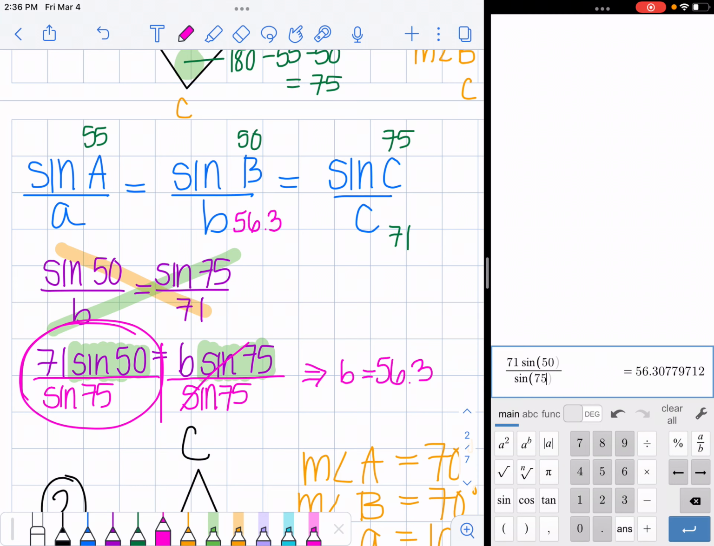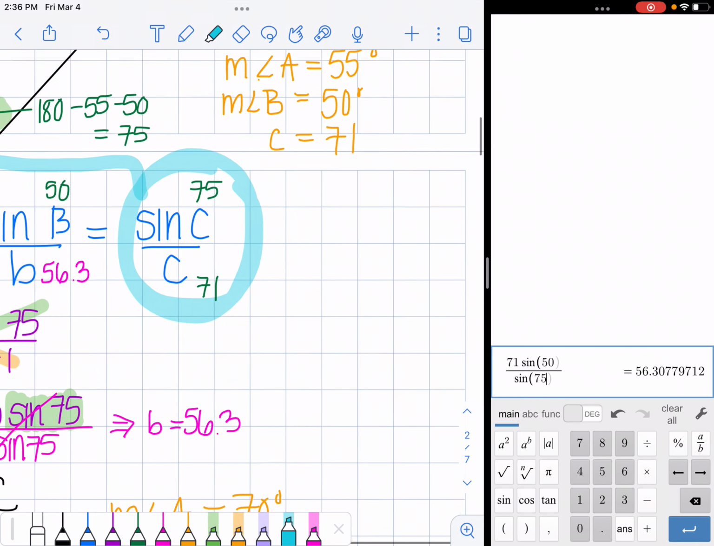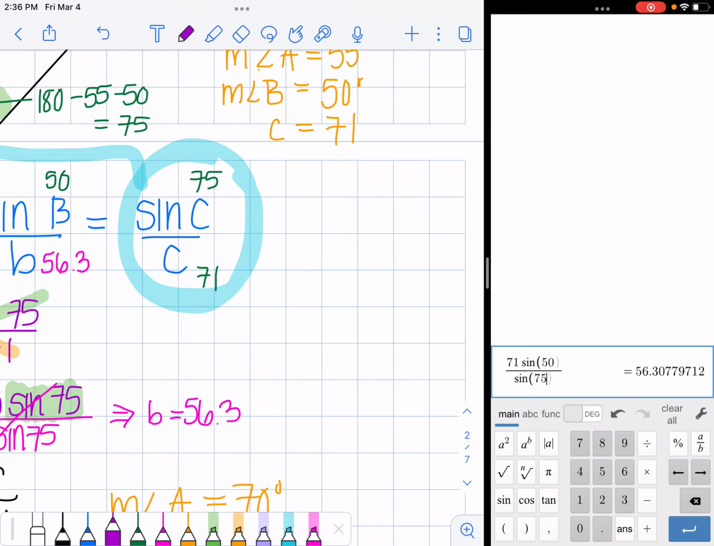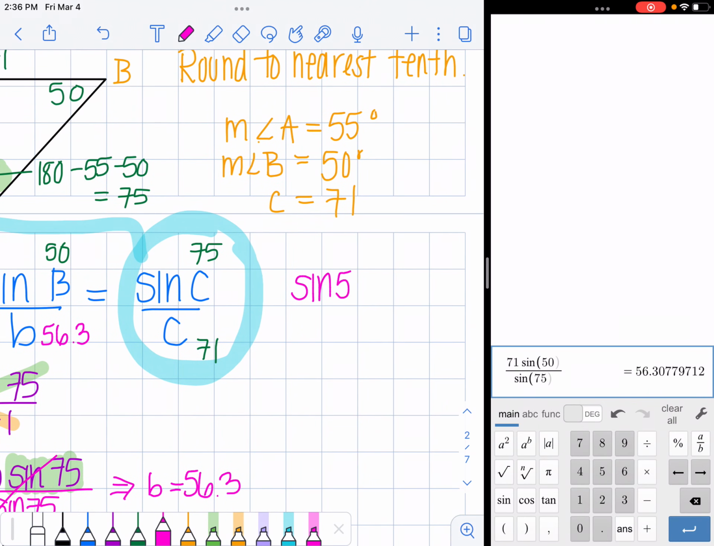Now I have to find my a. So I'm going to use the information that I have to begin with this guy, and then I'm going to use this proportion over here. So I can set this up the following way. We'll use this pink guy right here. We're going to say that the sine of 55 over a is equal to the sine of 75 divided by 71.